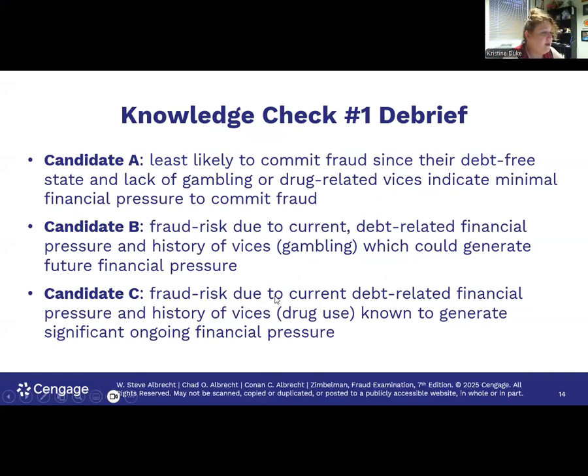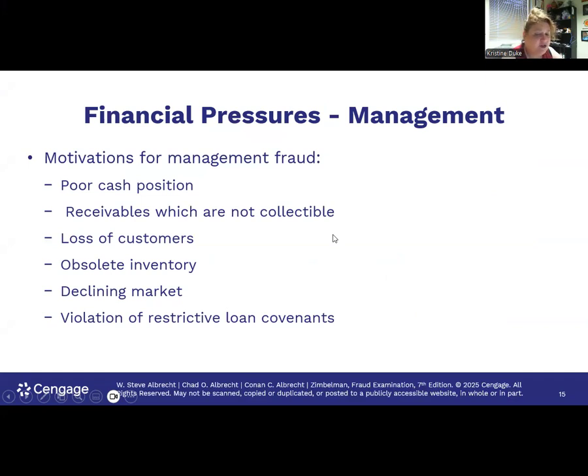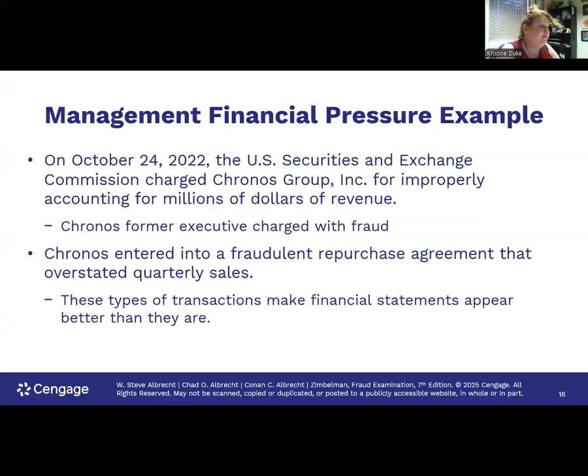Okay. So candidate A, just like I said, doesn't mean they couldn't, it just means they're least likely. Financial pressures for management: poor cash position, receivables which are not collectible, loss of customers, obsolete inventory, declining market, violation of restricted loan covenants. So this is some financial pressures. So maybe the manager may start cooking the books, and that's going to be your financial statement fraud.